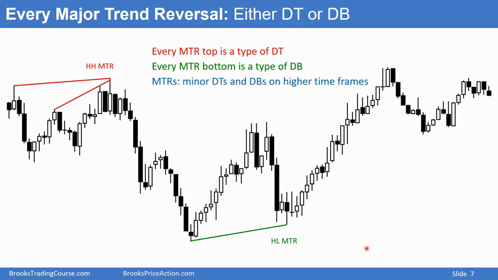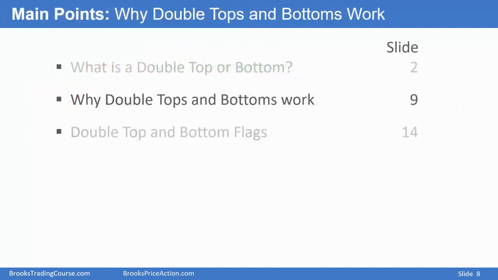Major trend reversals are minor double tops and double bottoms on higher time frame charts. Likewise, minor reversals can be major on smaller time frame charts. But on the chart in front of me, this is a major trend reversal, and it's a reasonable swing trade. You can see more about this in the videos on major trend reversals. I talked a little bit about why double tops and bottoms work. I'm going to talk more about that here.